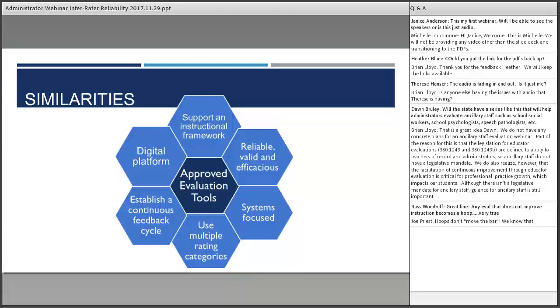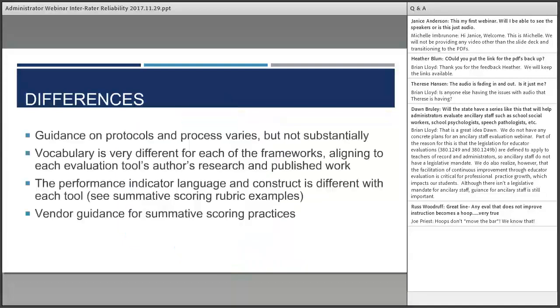All of the systems are process-based and systems-focused. They all use multiple rating categories within the rubrics and for summative rating purposes. All frameworks establish a continuous feedback cycle with defined feedback cycles that are specific, focus on timely feedback, and are collaborative in nature. And the frameworks also have digital platforms to support their use. So again, our guidance supports effective practices regardless of the evaluation model or framework adopted in your district. But it's important to know that there are many similarities across the frameworks.